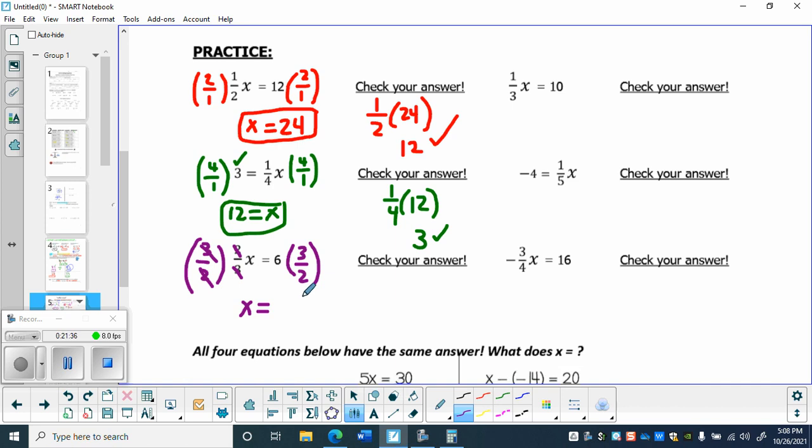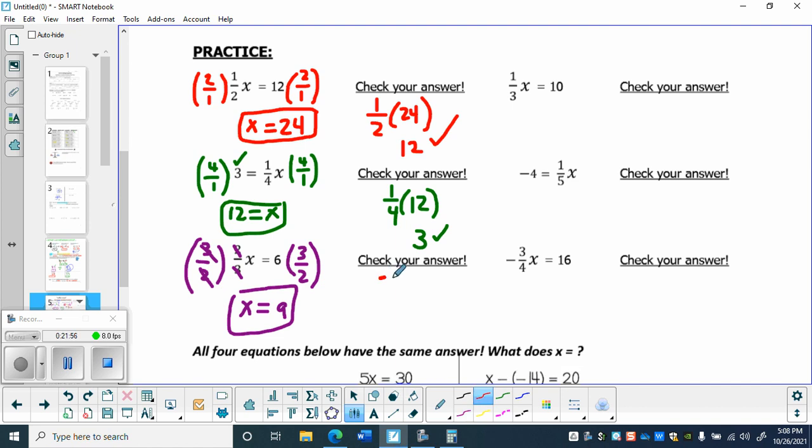Now, let's solve for it. 6 times 3 is 18. And that 18 divided by 2 would be a 9. You could do 6 divided by 2 is 3. And 3 times 3 is 9. Either way, we get a 9.